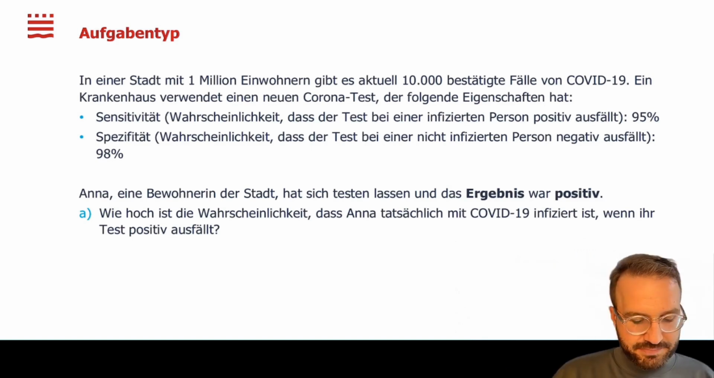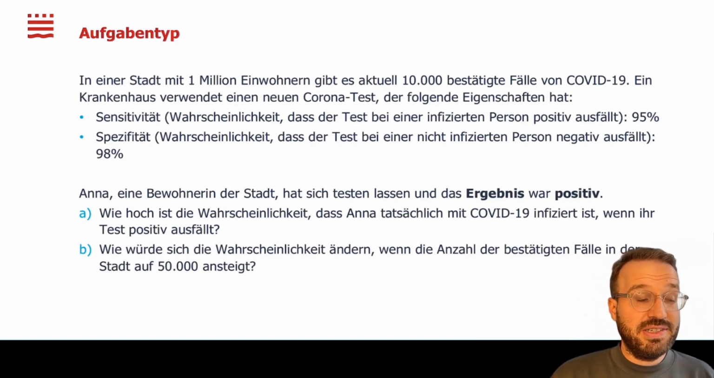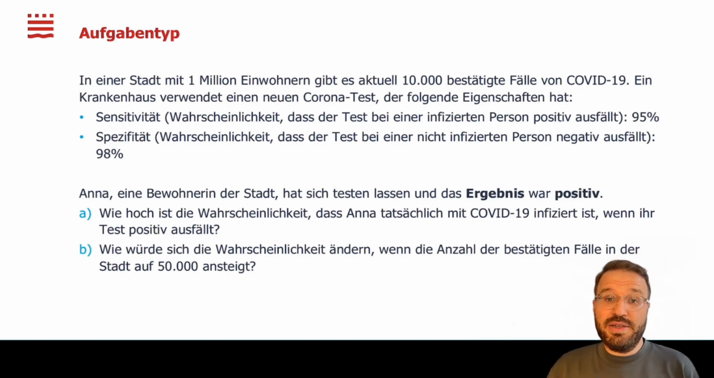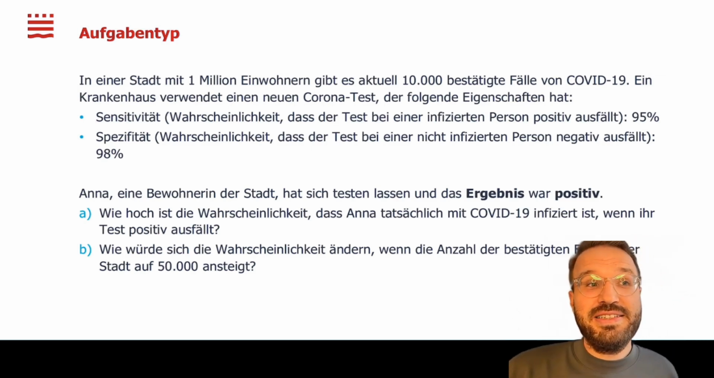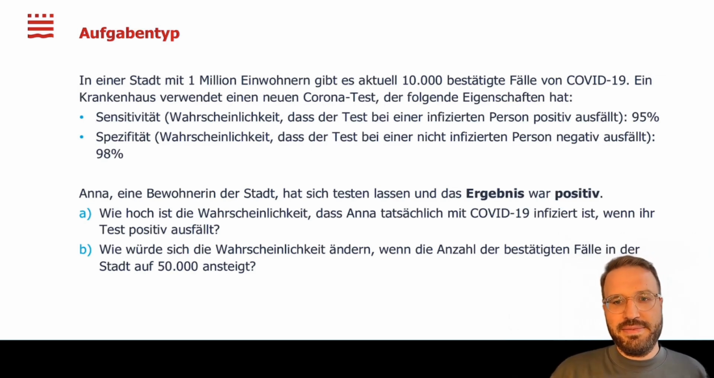That would be one question. And the other question that we want to answer is, how does this probability change when the incidence changes? Namely, the interesting thing is that how meaningful such a test is actually depends on the incidence. When the incidence is low, the probability that I do not have corona when the test is positive is greater than when the incidence is high, because the overall population is then smaller or larger, and we want to deal with such types of tasks.